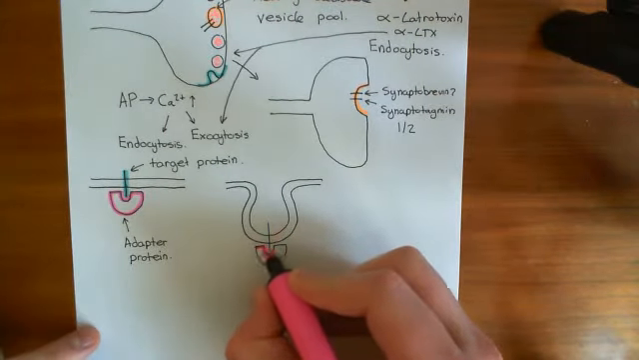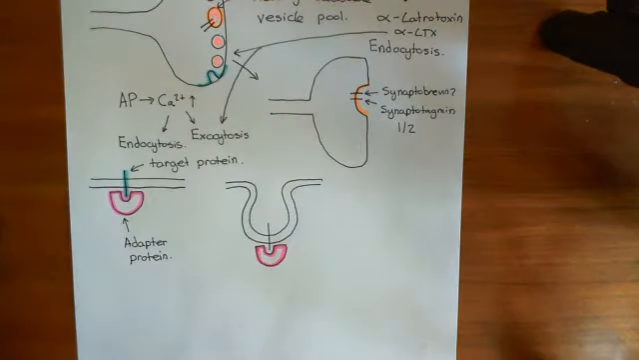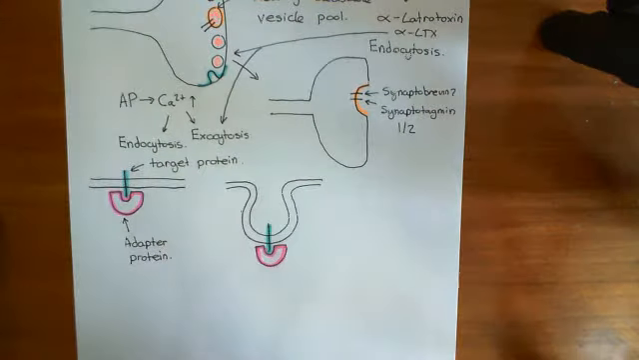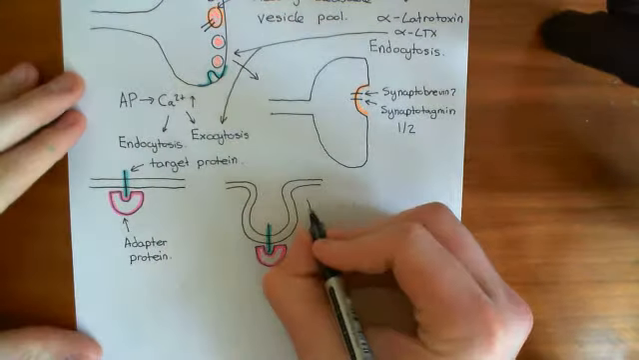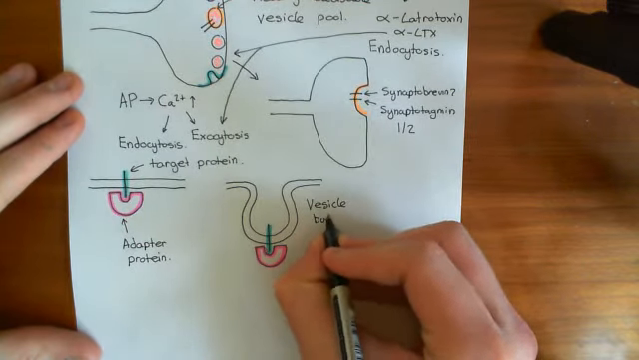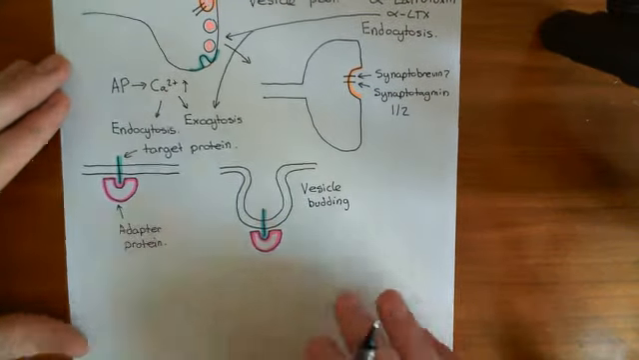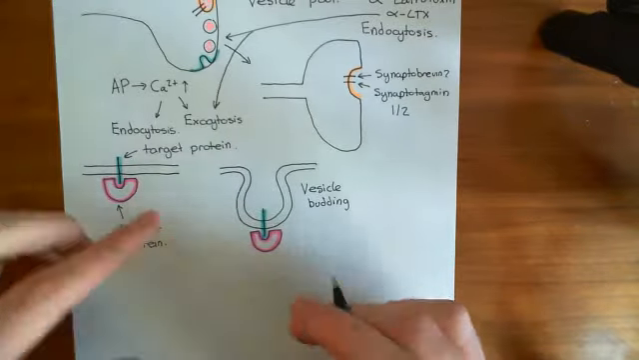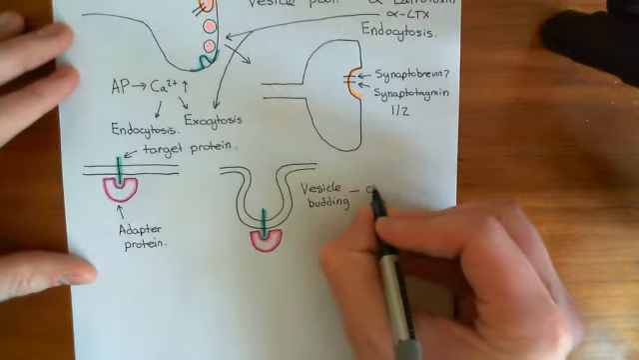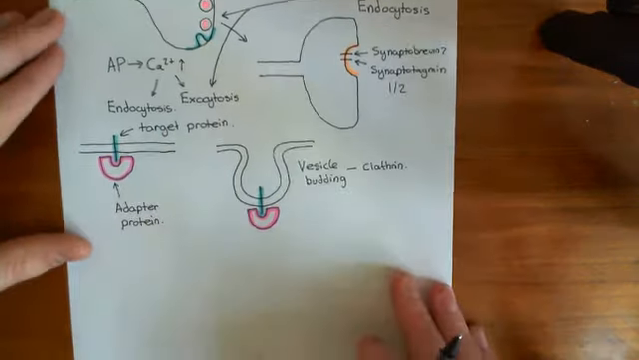Okay, and this process of the invagination of the membrane like that into an almost vesicle-like structure, this is what's known as vesicle budding. Right, and there's going to be a protein involved in budding this, and that protein is going to be clathrin. So clathrin is going to be responsible for this, but we will look at the structure of clathrin and how it achieves this budding in a separate video.